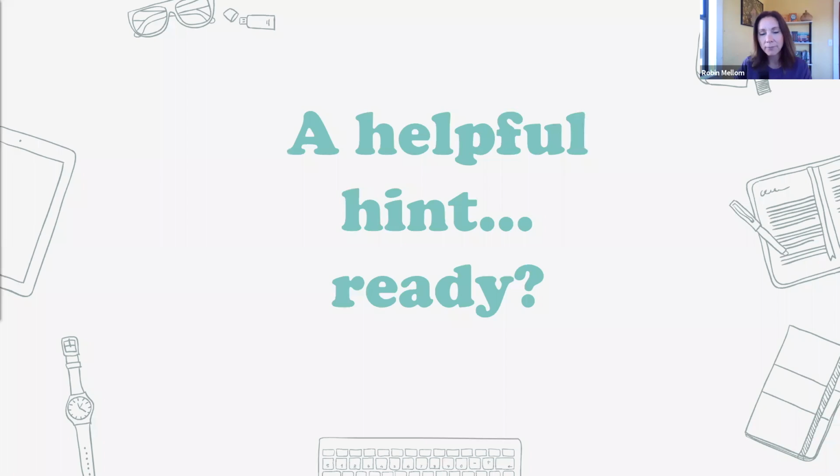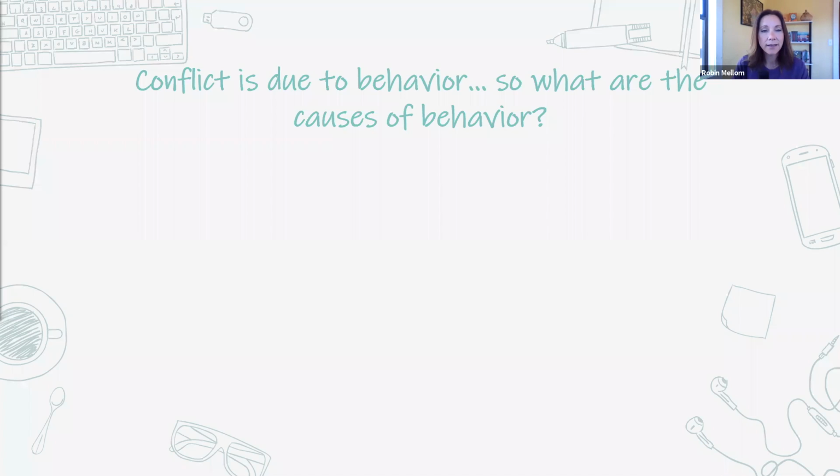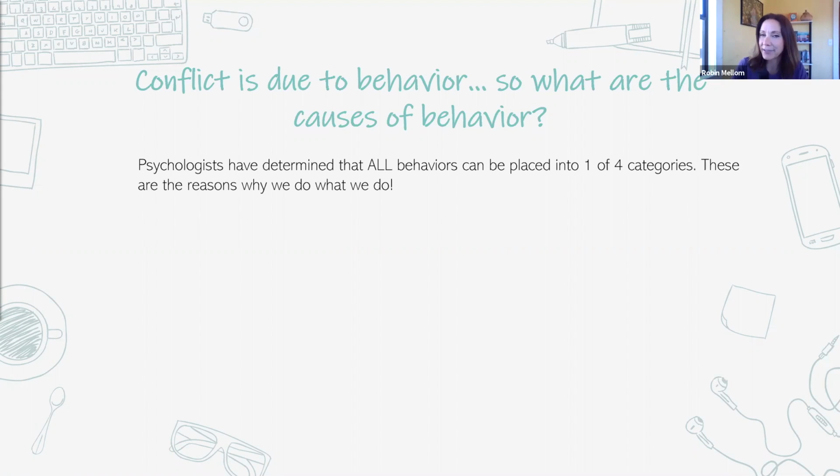Now, as you're trying to figure out what conflicts your characters go through, I want to show you something real quick. There's a helpful hint on how to figure out problems that characters go through. If you have a conflict, a problem, it's usually due to behavior. If you look at the causes of behavior, and here's where a little bit of scientific fact comes in, psychologists have done a lot of research on behaviors, and you know what? They have found that all behaviors fall into one of 4 categories. There's really only 4 reasons in the world why we do what we do, which is kind of amazing. So here are those 4 categories.